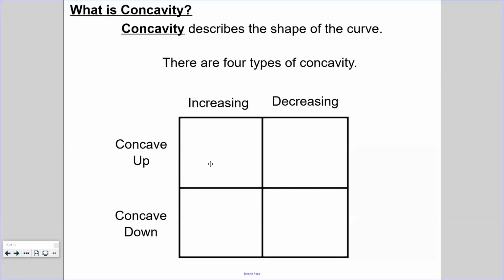Back to math. All right, 4 types of concavity, 1 for each of these boxes. So there's really only 2 classifications for concavity. You can either be concave up or concave down. Those are the only 2 options for concavity. However, going down to a sub-level, concave up has 2 versions and concave down has 2 versions. Concave up increasing, concave up decreasing. Concave down increasing, concave down decreasing. So we're going to quickly draw pictures of what these are going to look like.